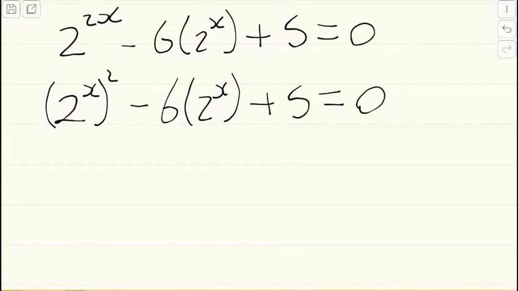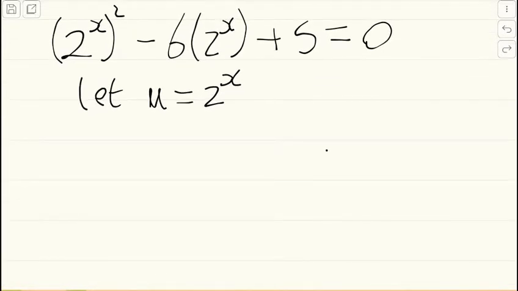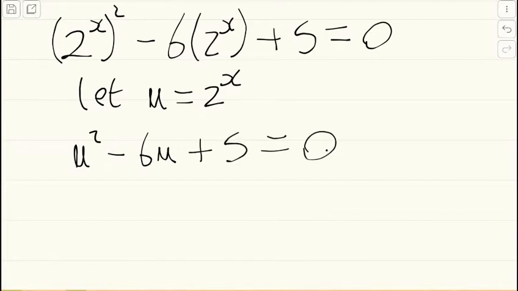Now, let's make a substitution just so that we can familiarize ourselves with why this is a quadratic in disguise. So let's just pick a letter u. Let's let u equal 2 to the power of x. That means that the first bit is going to be u squared, because of course (2 to the power of x) squared is going to be u squared. U squared minus 6u plus 5, which equals 0.